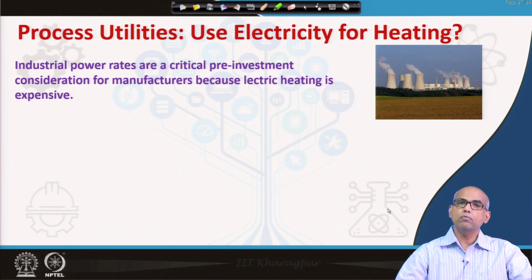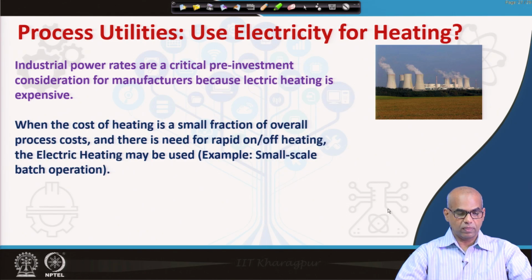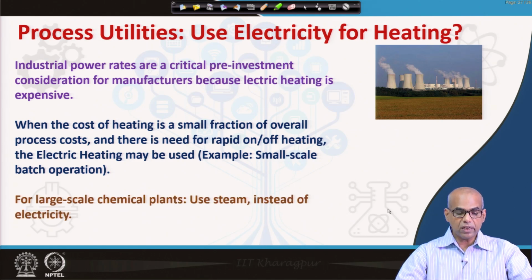Should we use electricity for heating in industry? Industrial power rates are a critical pre-investment consideration for manufacturers because electric heating is expensive. When the cost of heating is a small fraction of overall process costs and there is a need for rapid on-off heating, electric heating may be used. For example, small scale batch operations. For large scale chemical plants, we should better use steam instead of electricity for heating.